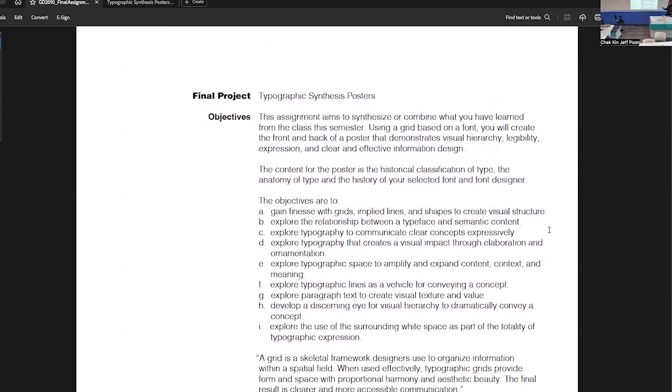Okay, the last project, or the final project, we're going to talk about is typographic synthesis posters. So that means using typography to do posters. But typography only, and that actually applies everything there. So I'm going to show you some examples later on of what we're supposed to have. Say for the objective.